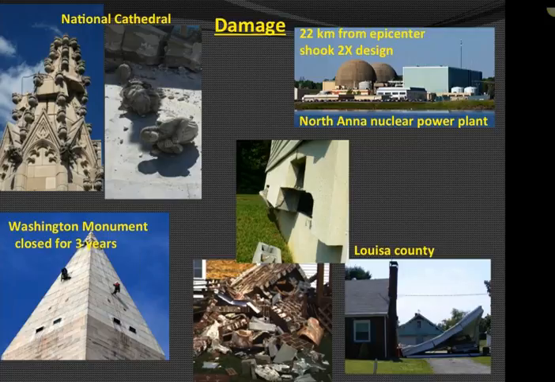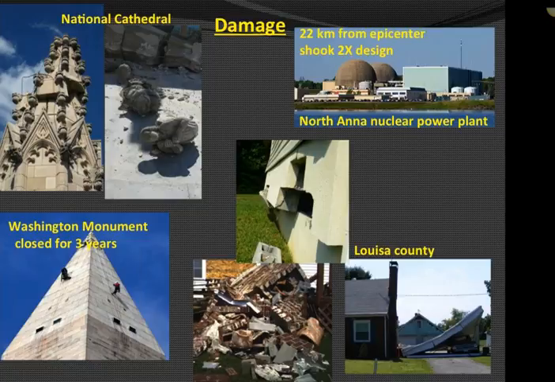On bottom left, you can see people rappelling down the top of the Washington Monument, looking at damage done to the monument. In this case, these large blocks in the monument shifted several inches, and there were gaps of several inches between the blocks after the earthquake had finished shaking. And it was closed for 3 years to repair. This is kind of iconic in Washington.